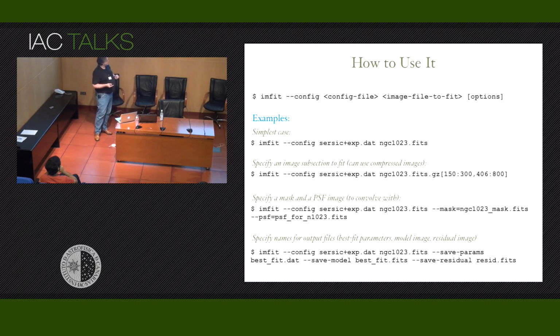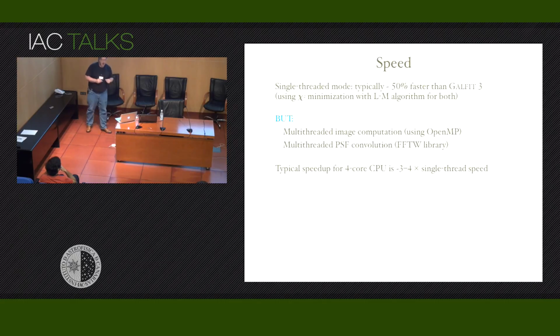You can also fit compressed images. You can even fit images that are available via a URL pointing to a FITS file if you want to. I'm not sure how useful that is, but that's something that comes with the CFITSIO library, which is nice. You can also specify mask images, PSF images for convolution. You can specify saving particular kinds of outputs. Okay, I mentioned it's designed to be fairly fast.